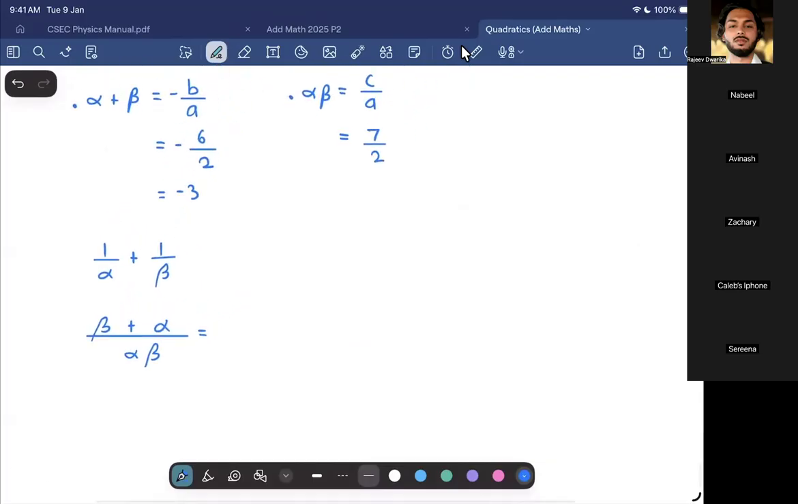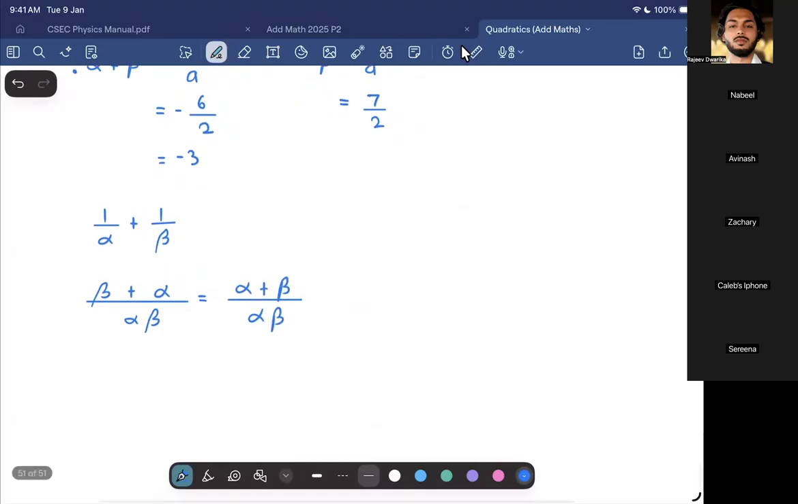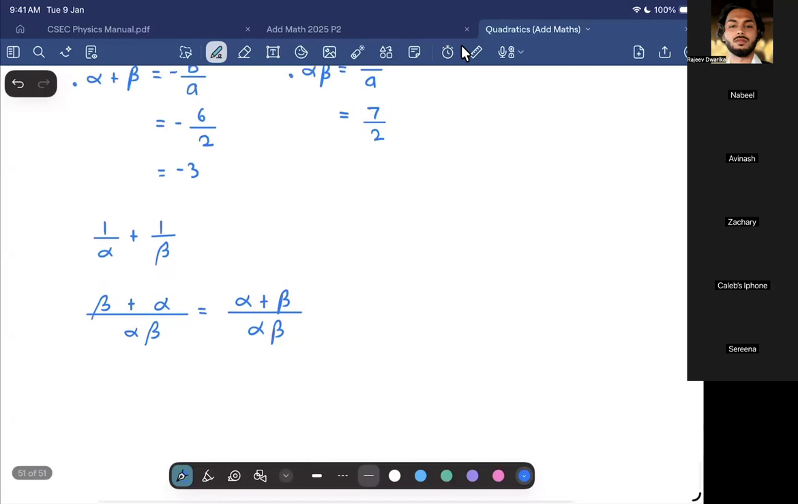Alpha plus beta, which is negative 3. Exactly. All over alpha beta. So Nabil, I'm not sure if this is what you had, and you scratched it off thinking you were doing something crazy, but this is the correct thing you have to do. Nabil, let me know what went on. Yes, sir. You had done this and you had erased it. I think so. All right.